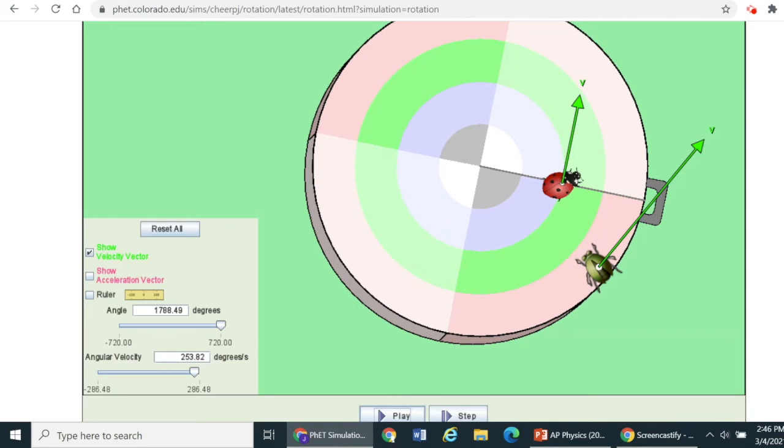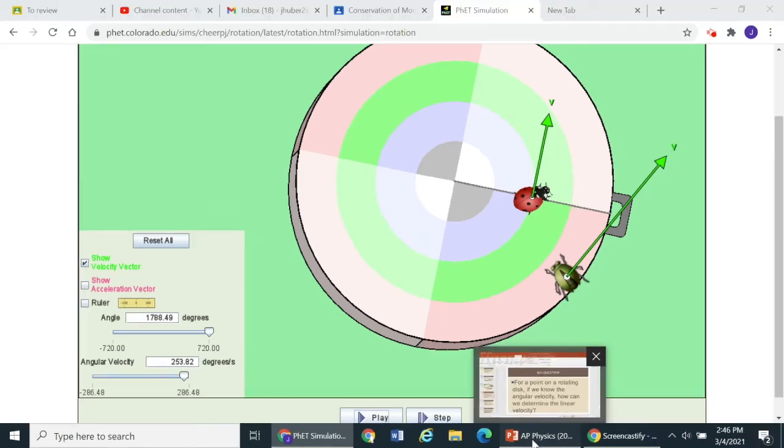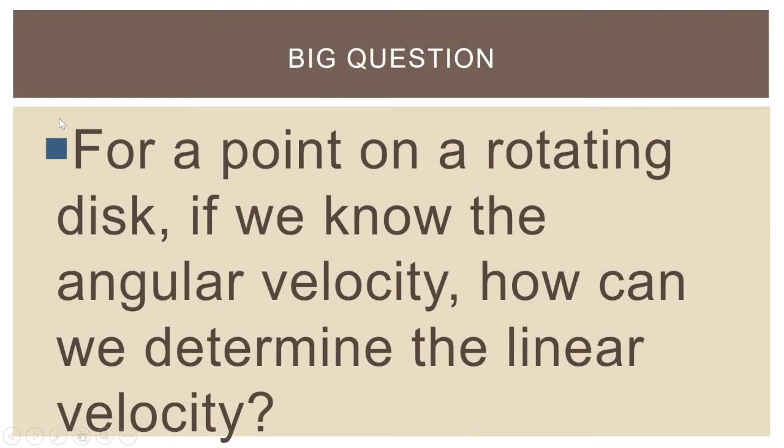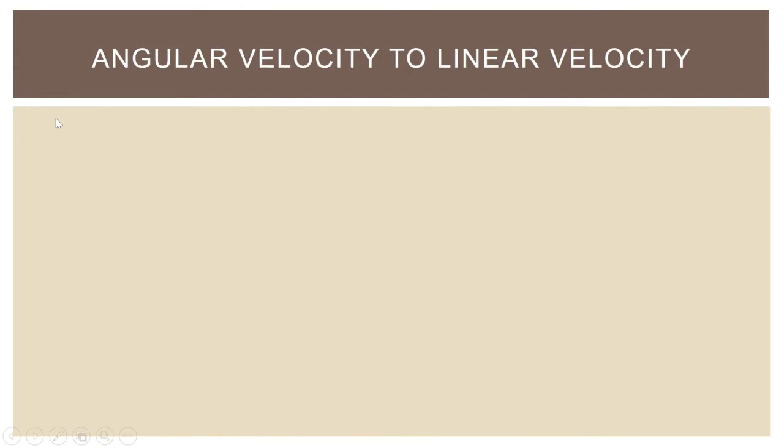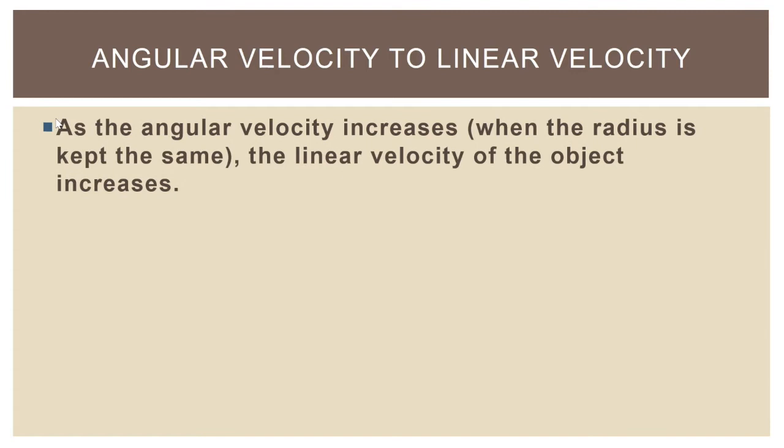So there are two key observations that you need to have taken away from this simulator. Number one is the linear or tangential velocity increases when the angular velocity increases, and the linear or tangential velocity increases when the radius increases. That should make sense if you really think about it. And I'd like you to write this under the heading angular velocity to linear velocity. What we saw is that as the angular velocity increases when the radius is kept the same, that was just what we did with the ladybug, the linear velocity of the object increases.